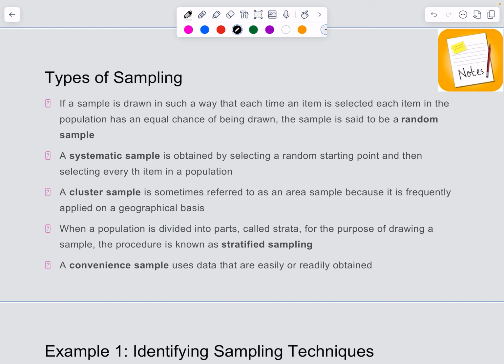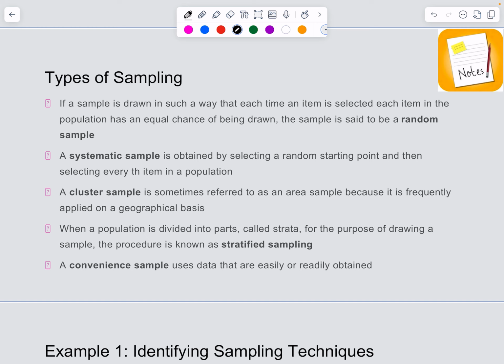When a population is divided into parts called strata, that will be called stratified sampling. So maybe you're looking at people with an income of less than $30,000, and that's your sample. Then you have a certain strata that you're looking at.